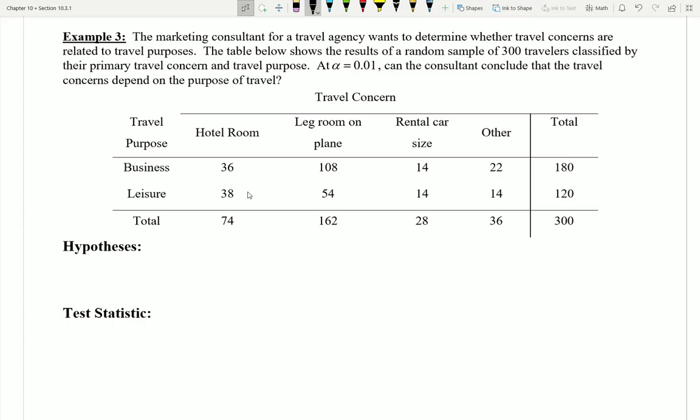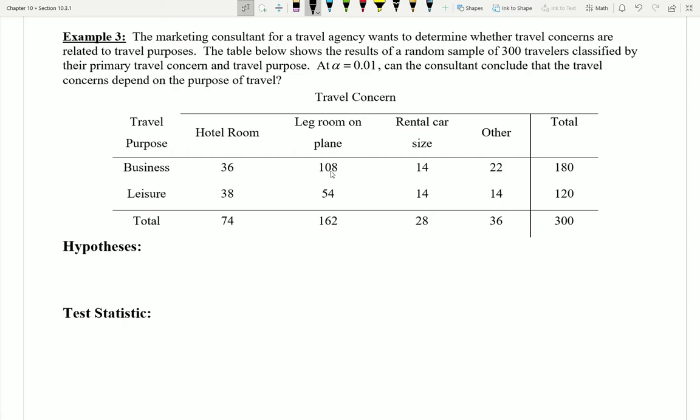through this test. The marketing consultant for a travel agency wants to determine whether the travel concerns are related to travel purposes. The table below shows a result of a random sample of 300 travelers, classified by their primary travel concern and purpose. So we can see here that if you're going to travel, maybe you're going for a business trip, or maybe it's just for fun or for vacation or whatever happens to be, but you might have certain concerns. Maybe you're interested in the quality of your hotel, the legroom on the plane, how good is your rental car going to be once you get to where you're going, right, or some other things.